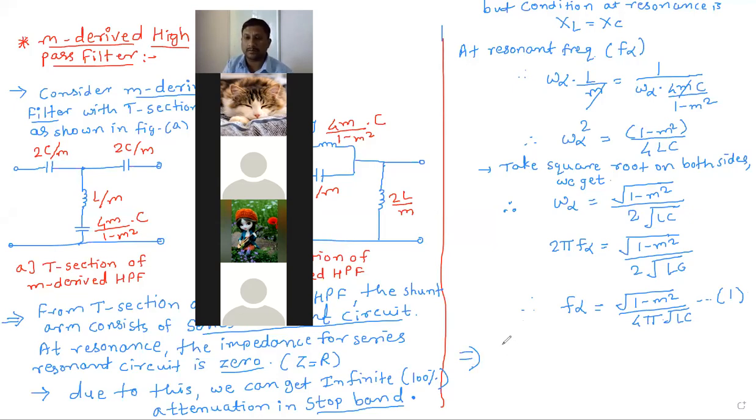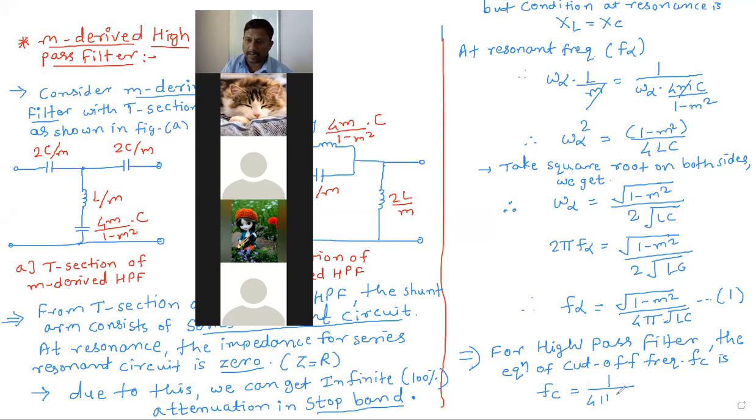Already you learned the high pass filter for constant K type. For a constant K type high pass filter, the cutoff frequency FC is given by, we know the formula of L and C, but we don't know the formula of FC. So from L and C you can get the FC equation. For a high pass filter, the equation of cutoff frequency FC is given by FC is equal to 1 upon 4 pi into under root LC. So this is my second equation.